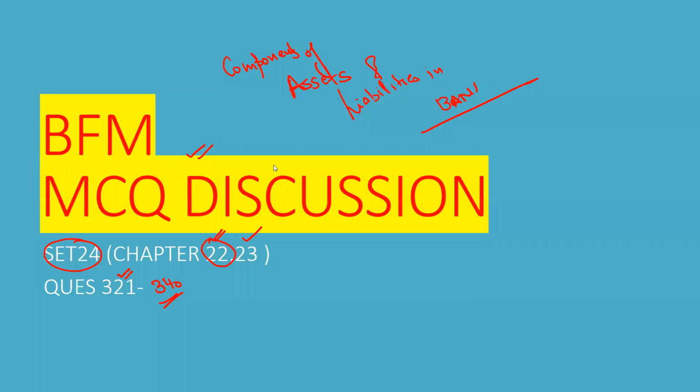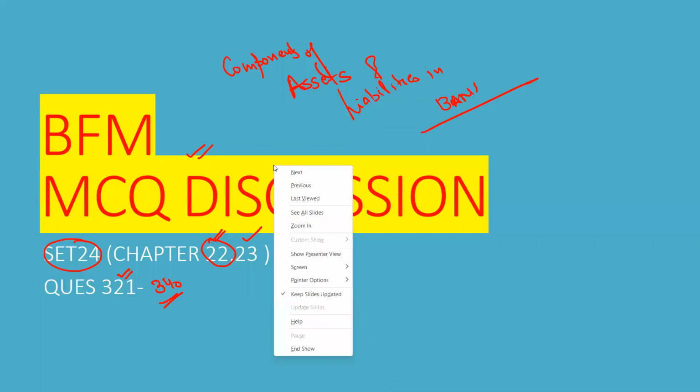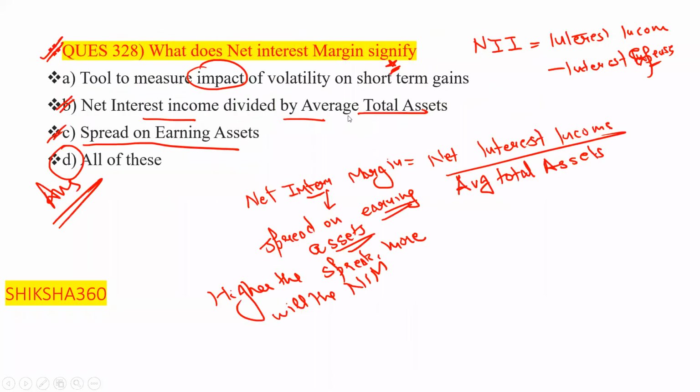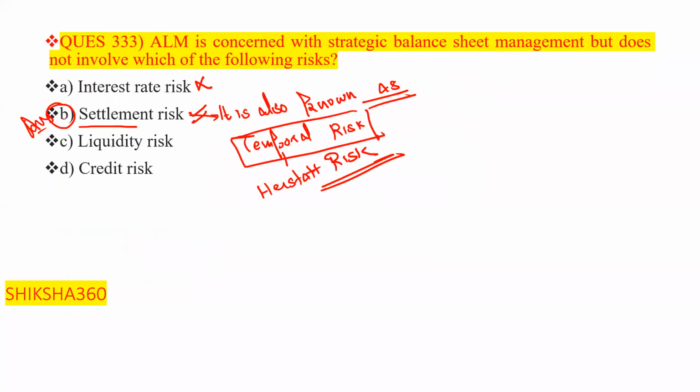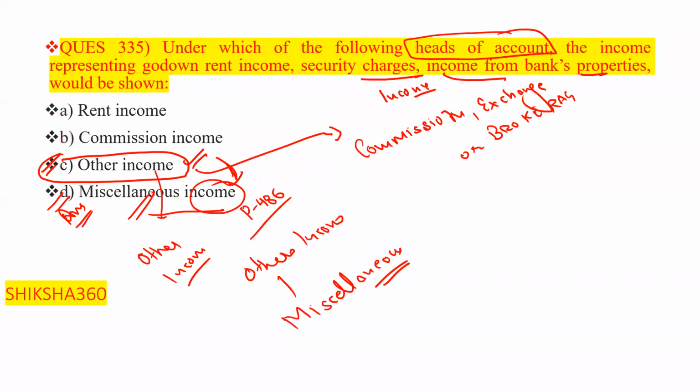Please correct the answer of this question. Wait a minute. Okay, this one. In the book they have mentioned exactly the same thing. Even if they are not mentioning miscellaneous income in the option, you will go with option number C, that is other income.